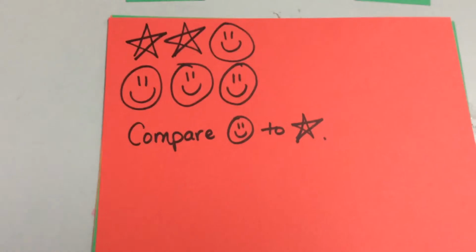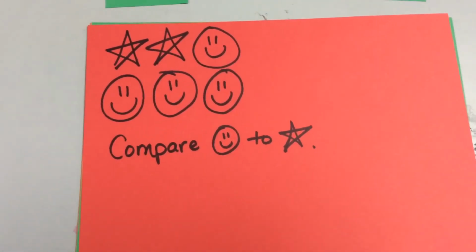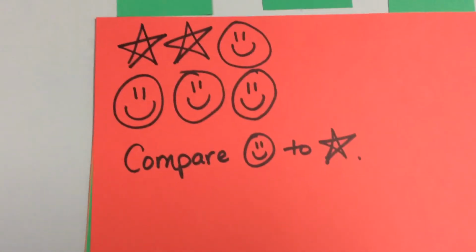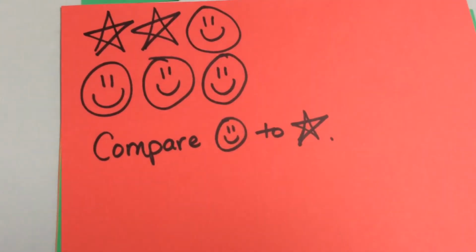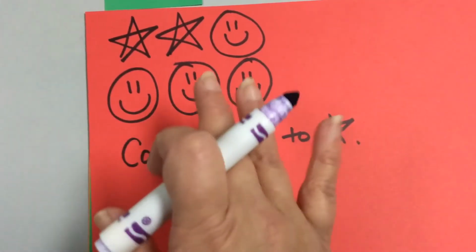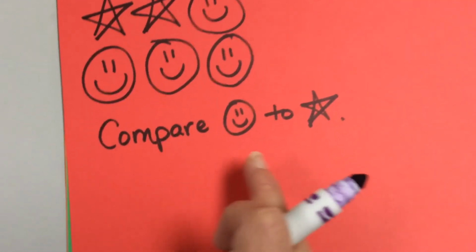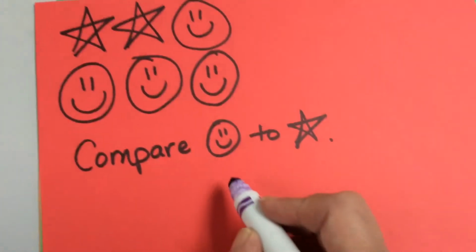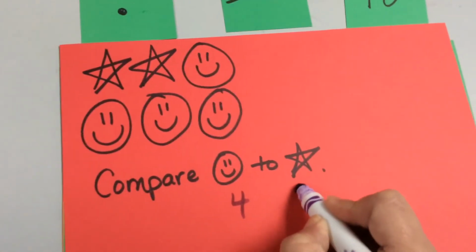Okay? So in this example, we are going to compare stars and smiley faces. All right? So we're going to write a ratio, first looking at how many smiley faces and then how many stars. So if I look up at my example, I have 4 smiley faces and 2 stars. All right? I'm asking you to compare smiley faces to stars. So there are 4 smiley faces and 2 stars.